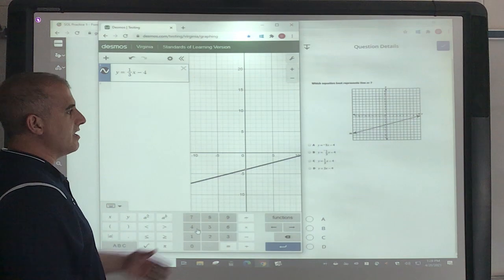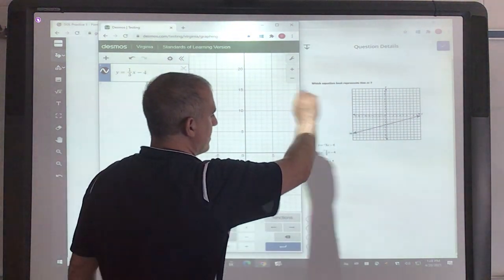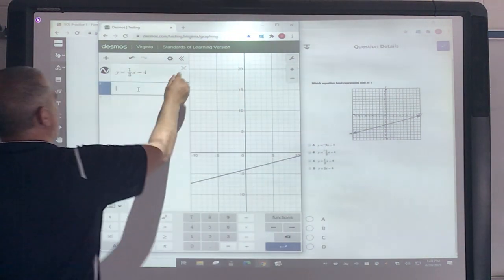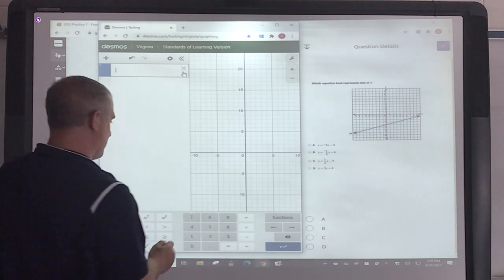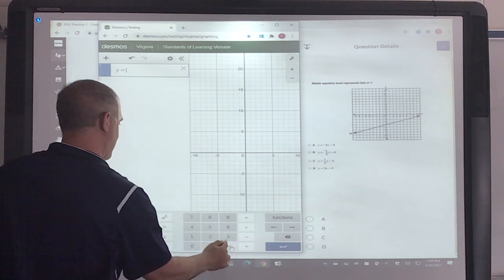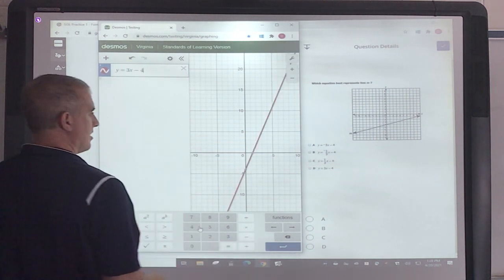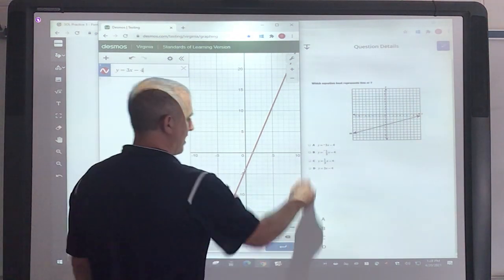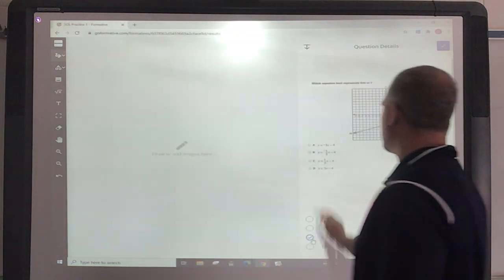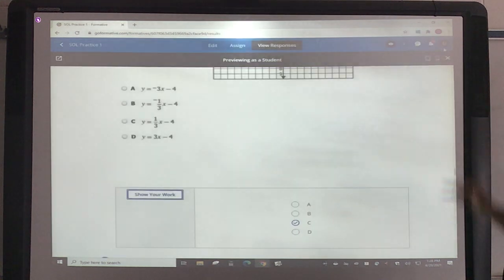In the interest of the video, these other two are facing this way, and the other one, if you're like, well, I think it's that, Mr. Evans, I think it's this other one, this 3x minus 4. Well, the problem with that is, look how much steeper that is. That's why that one has to be C. You can try the other two, and they don't look anything alike.